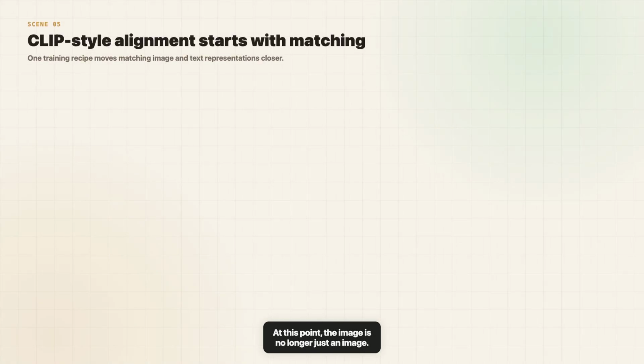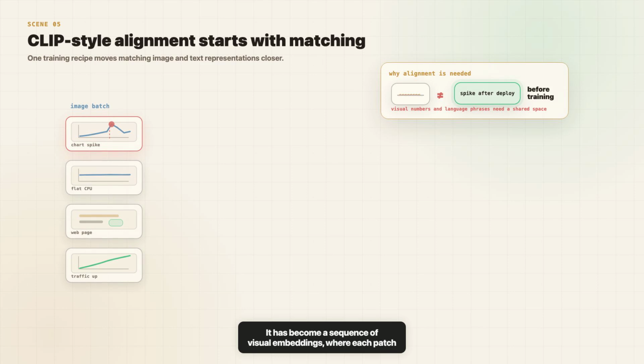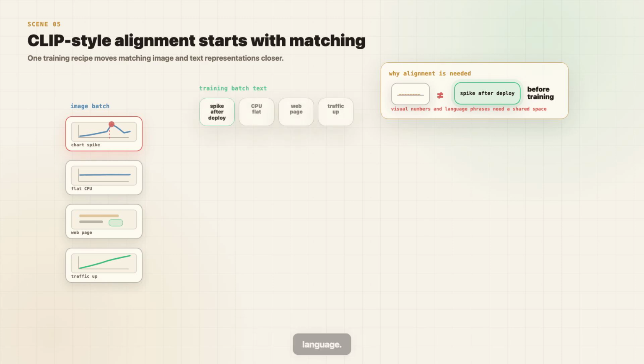At this point, the image is no longer just an image. It has become a sequence of visual embeddings, where each patch embedding carries visual information plus position information. But those vectors still do not automatically mean the same thing as language. This is where alignment enters.